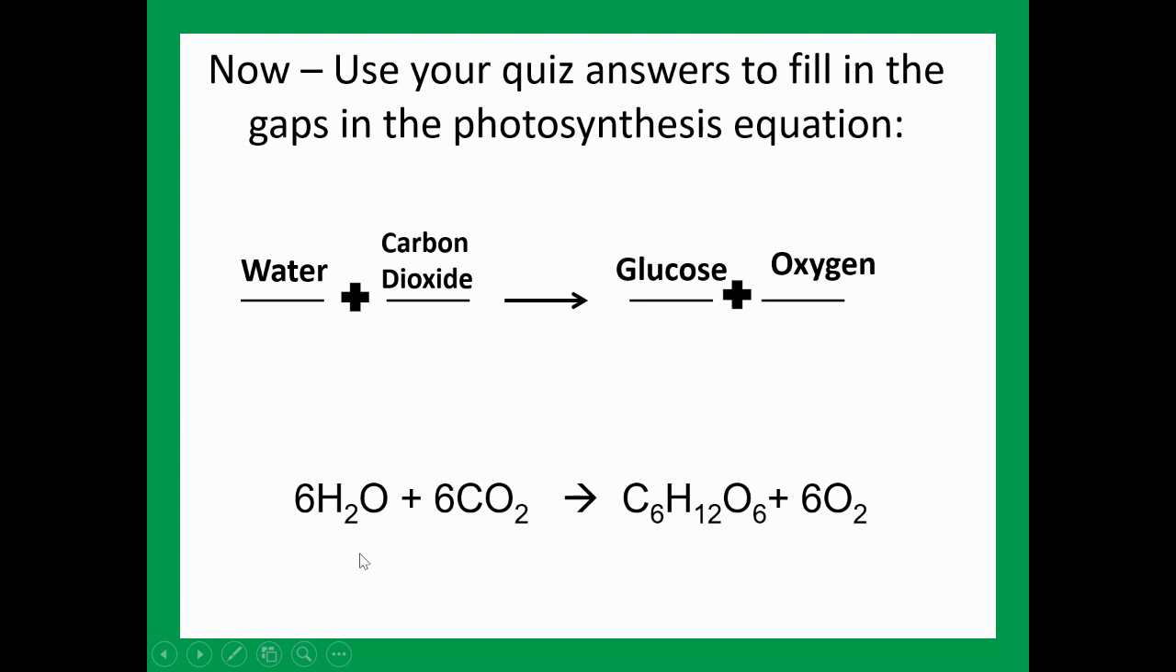Underneath, we've got the symbol equation, and actually each one of these chemicals can be represented by the chemical formula as well. And so what we've got here is 6 waters, 6 H2Os, 6 carbon dioxides make C6H12O6, which is the chemical formula for glucose, and 6 oxygens as well.